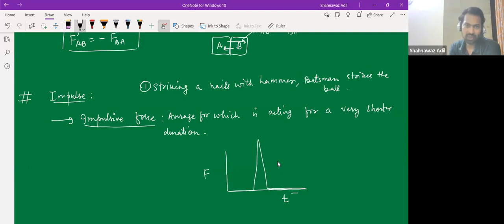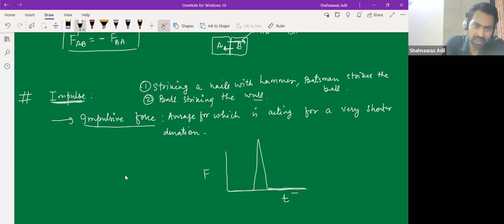Yes, sir. Okay. So similarly, another example would be a ball striking a ball, right? So this is what we call the impulsive force. So from impulsive force, we can define the impulse, right?